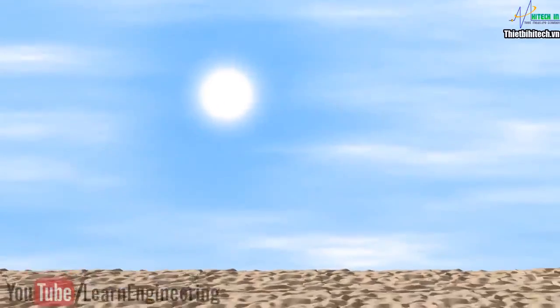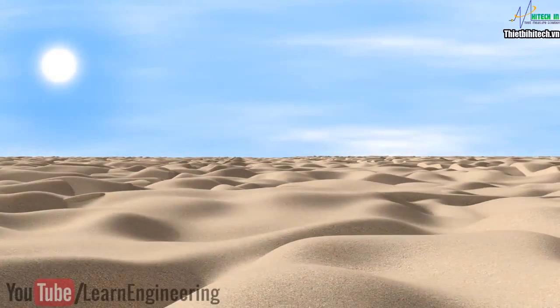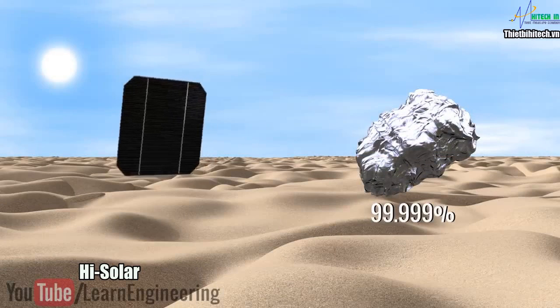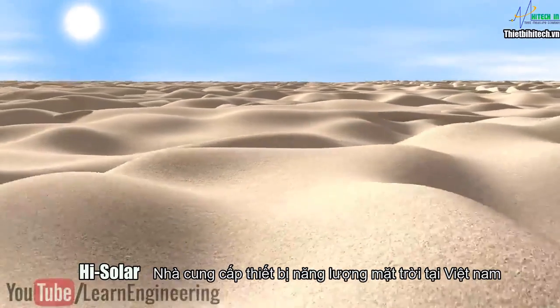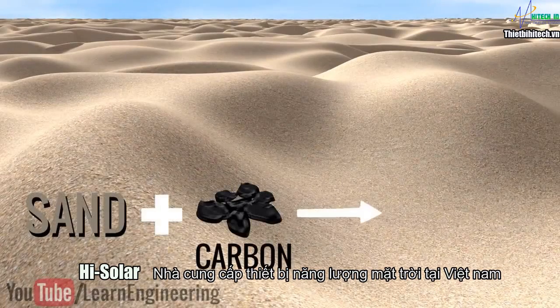Energy from the sun is the most abundant and absolutely freely available energy on planet Earth. In order to utilize this energy, we need help from the second most abundant element on Earth, sand. The sand has to be converted to 99.999% pure silicon crystals to use in solar cells. To achieve this, the sand has to go through a complex purification process as shown.